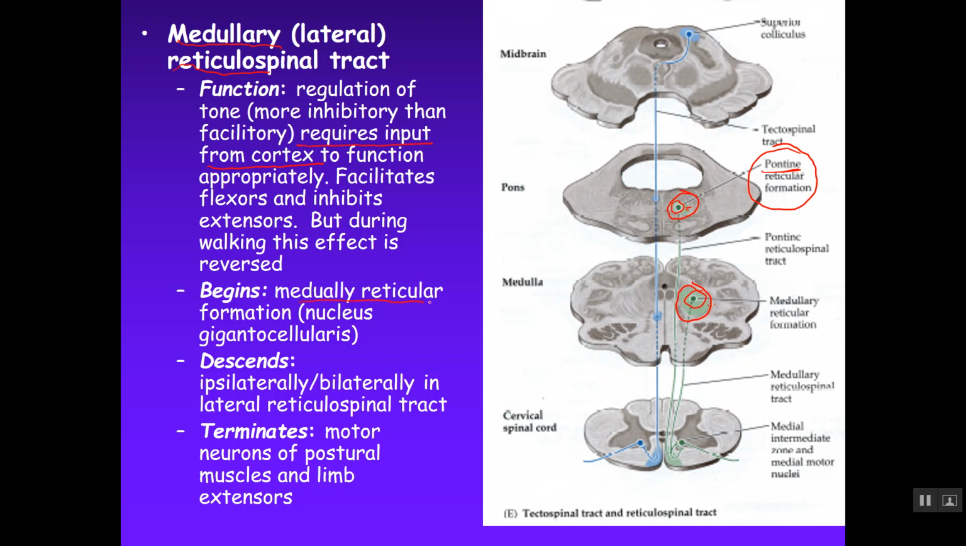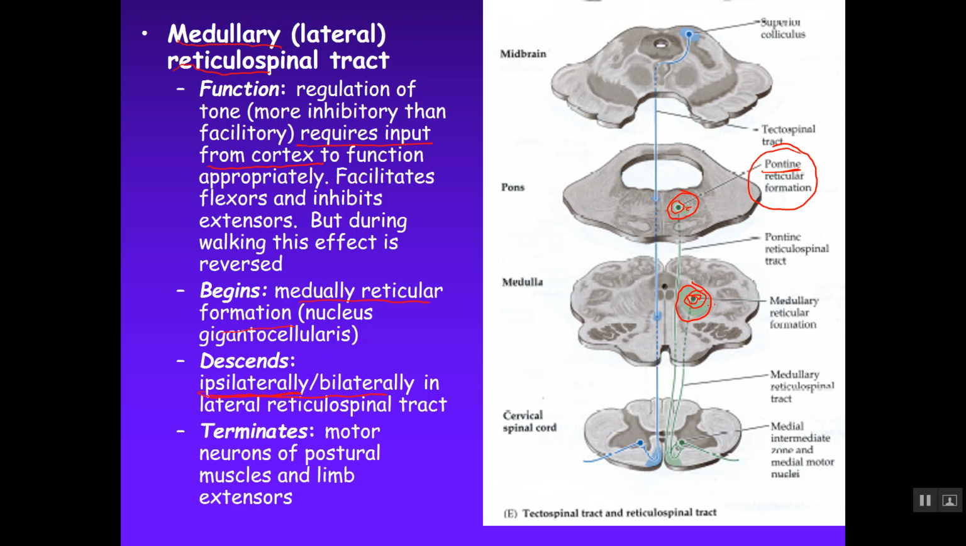So it begins in the medullary reticular formation. There's this area right here, a thing called the nucleus gigantocellularis. There's actually a region you can kind of define in there, but you don't need to know that. Just know it begins in the medullary reticular formation. But if you see that term, nucleus gigantocellularis, that's just the starting point of the medullary reticulospinal tract.